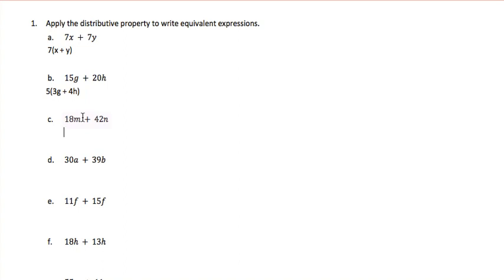In C, we have 18m and 42n. Okay, the factors of 18, 1 and 18, 2 and 9. 2 goes into 42, but that's probably not the largest one. 3 and 6. 6 does go into 42, 7 times. So I believe we found our greatest common factor of 6. 6 times 3m will equal 18m, and 6 times 7n will equal 42n.